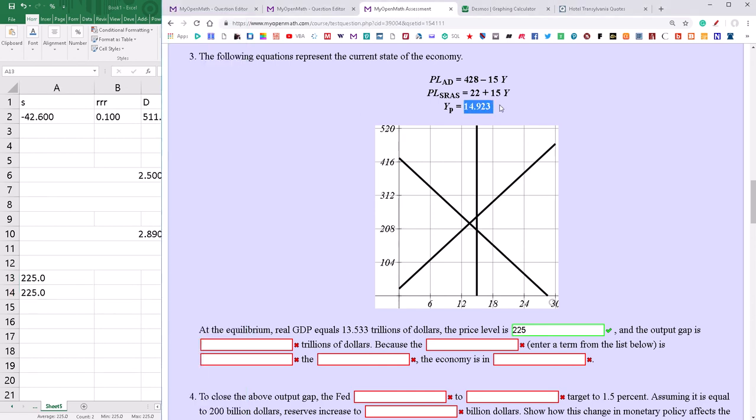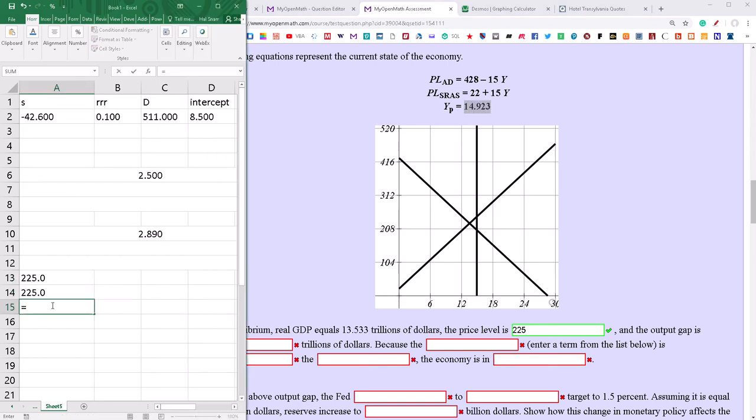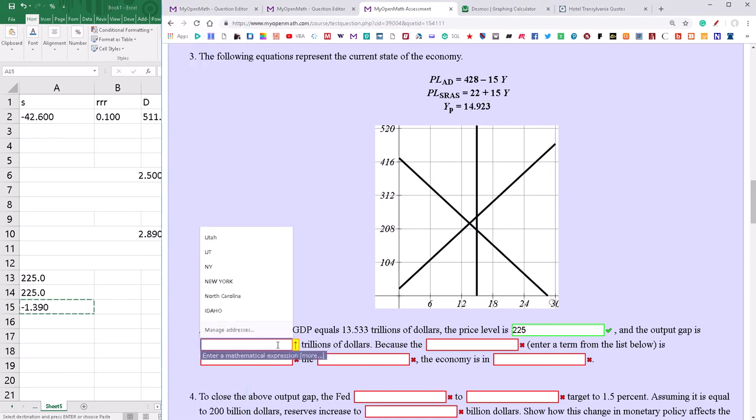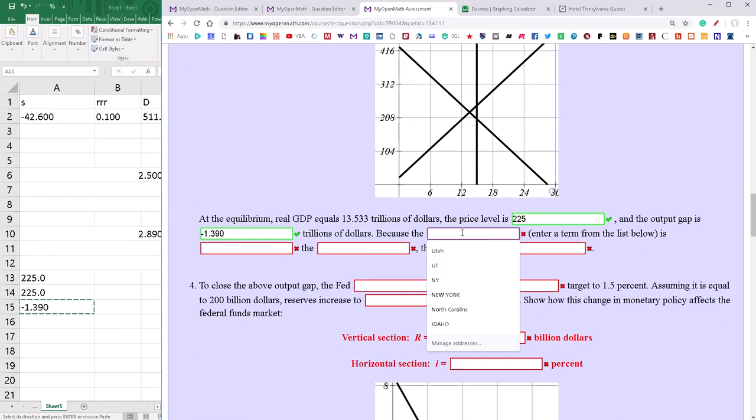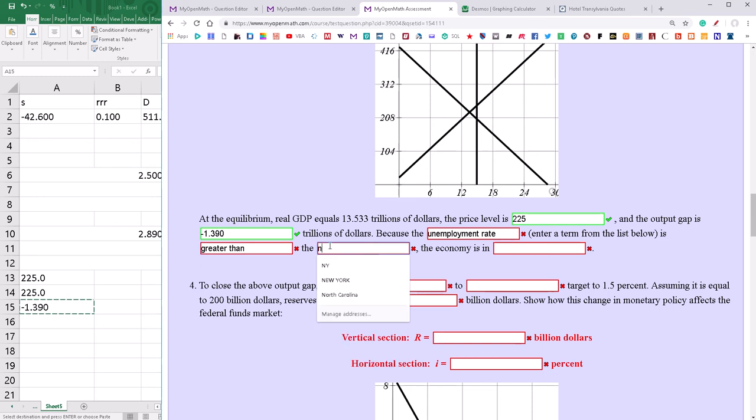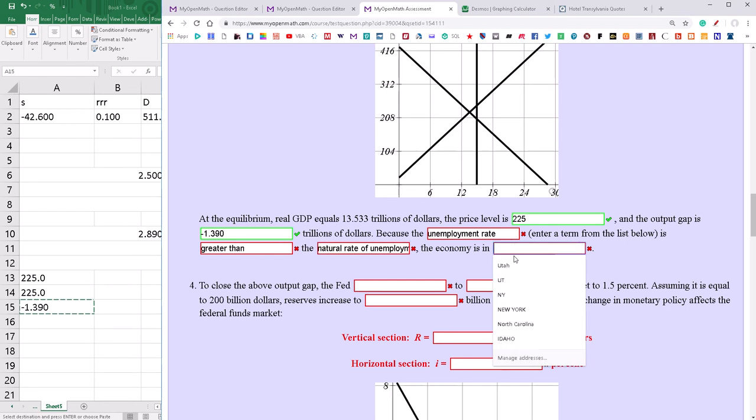The output gap is the difference between this real GDP level and what it should be. So the gap is equal to 13.533 minus 14.923. So the gap is a negative 1.390, which means because it's negative, we're in a recessionary gap. Okay? Because the unemployment rate is greater, which is the case here, than the natural rate of unemployment. The economy is said to be in a recessionary gap.